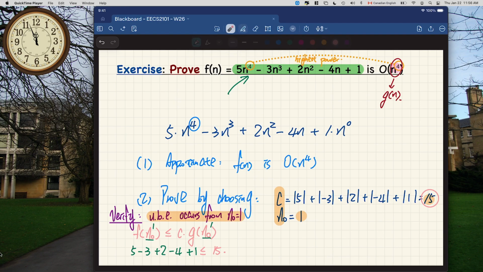And g of n, right here, 1 to the power of 4. I'll write it down explicitly. 1 to the power of 4. All right? And then for this part over here, it's quite obvious. This one here will just satisfy 2, 4, 0, 1, right? 1 is less than or equal to 15, true. So the upper bound, in fact, indeed is there. So verification, done. There's no need to adjust the value for n0. But we shouldn't need to because this running time function here does not involve log.